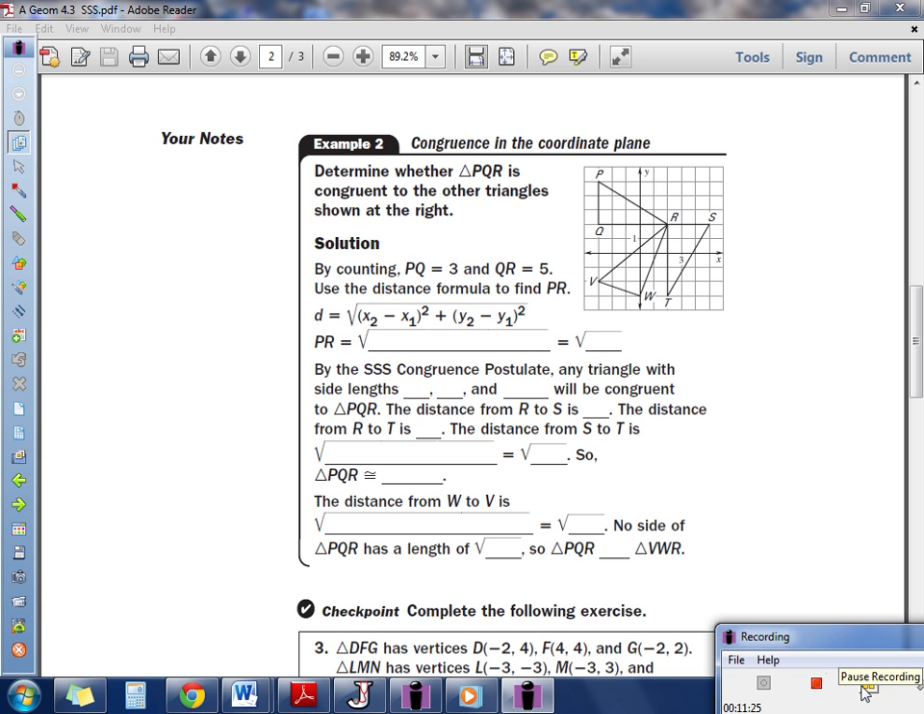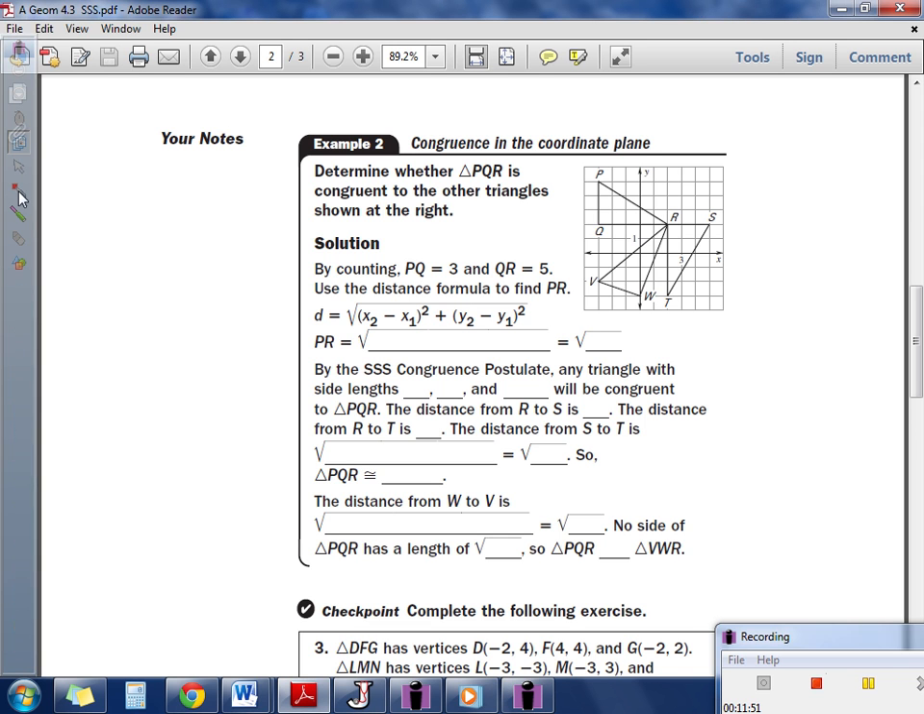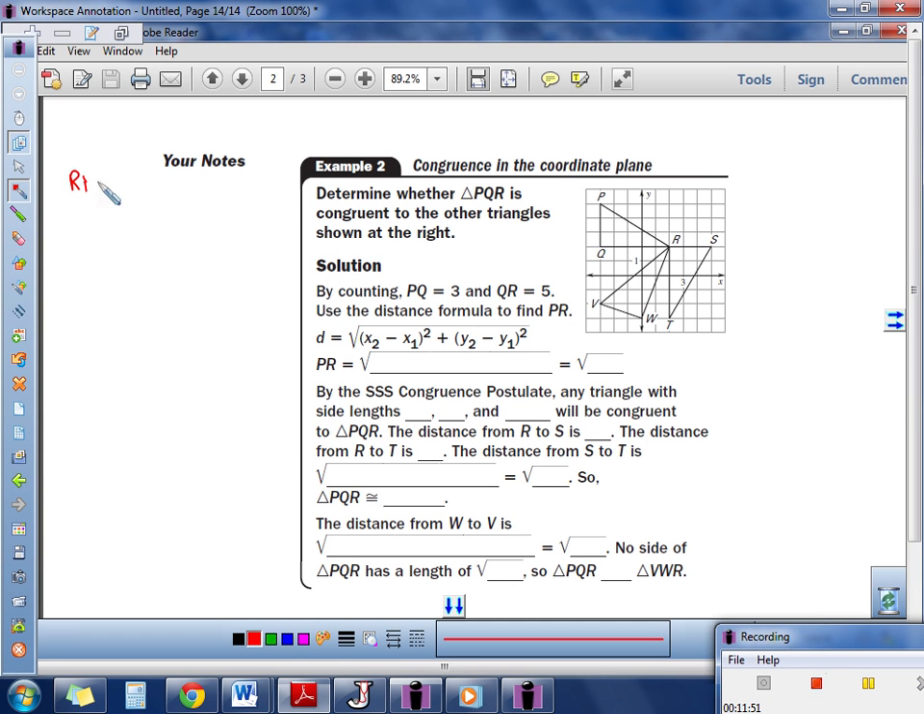Example 2 is similar to some stuff we've already seen in section 4.1. We're seeing graphs and triangles on those graphs. What do you all remember about the things you should be doing for graphs and triangles on graphs? What are some things you should be proving? Okay, so how do you prove right angles? For right angles, you have to prove what? Slopes. Slopes should be opposite reciprocal.